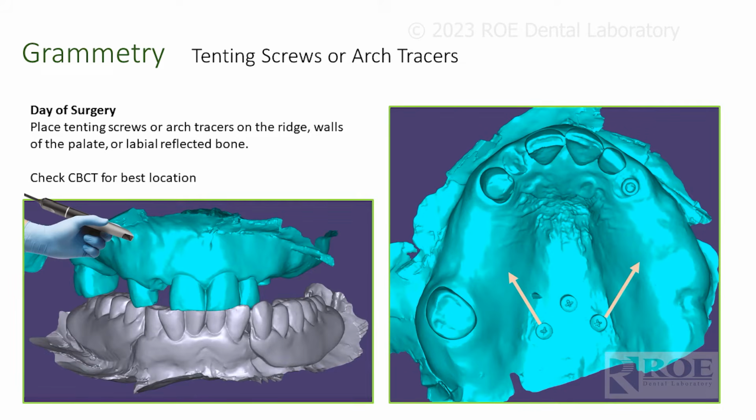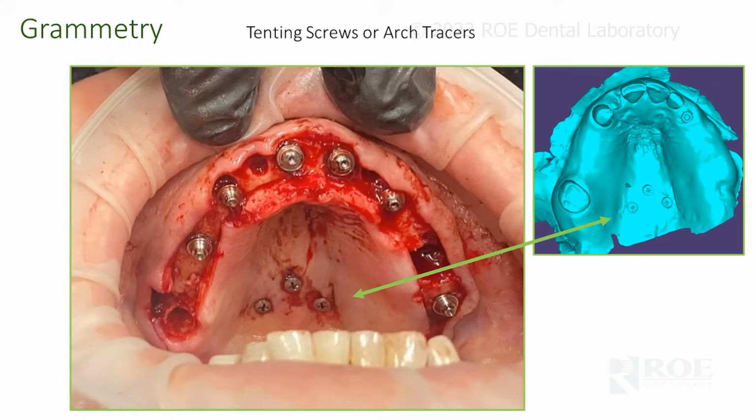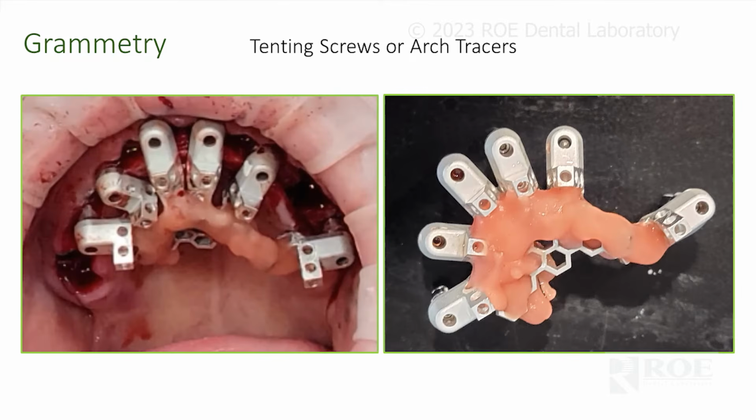Okay. And here you can see the screws are in here after surgery. Okay, so we have the before, and then you scan after as well and capture this. And then you also seat the OptiSplint to capture the multi-unit abutment positions and lute it together.